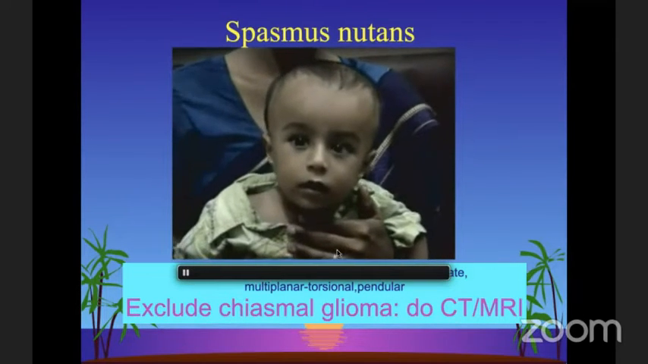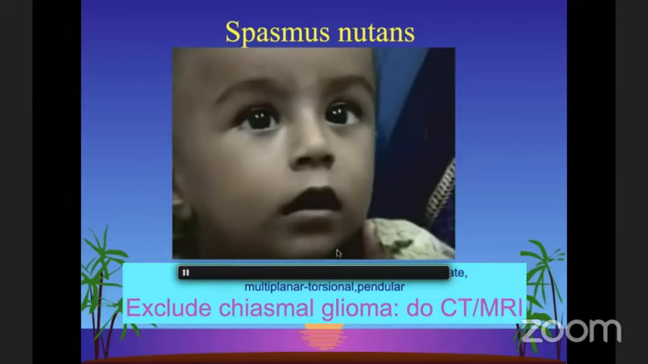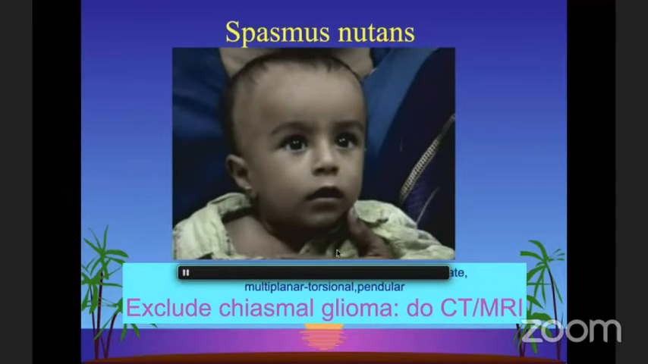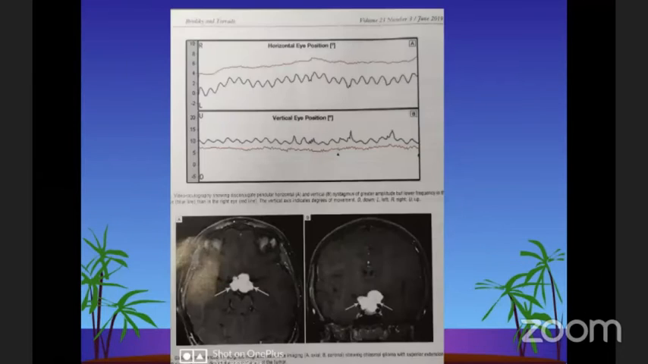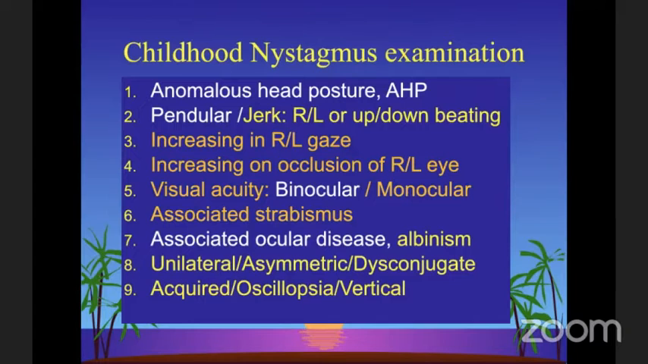You need to always keep Spasmus nutans in mind in a child coming at 1.5 years of age. And if there is, always do an ICSOL exclusion, a chiasmal glioma, by a CT or an MRI. A nystagmus blockage is less common. So in childhood, you need to keep in mind these points, which I just talked about.